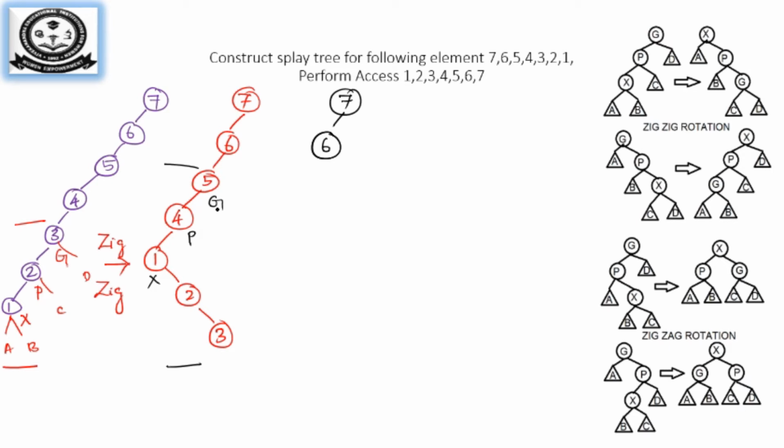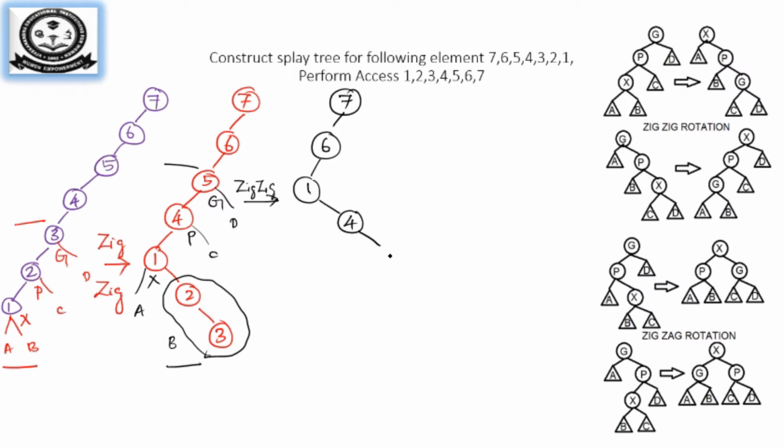So now you see the direction. You don't have A, but you have B, you don't have C, you don't have D. So we'll perform zigzag rotation. So now what happens is 1 will be here, 4 will come down, then 5 will come down. Now what is A? I don't have A. What is B? 2, 3 is B. So you will have 2 and 3 connected to it, right?